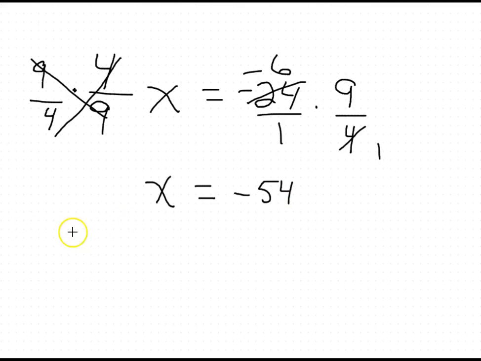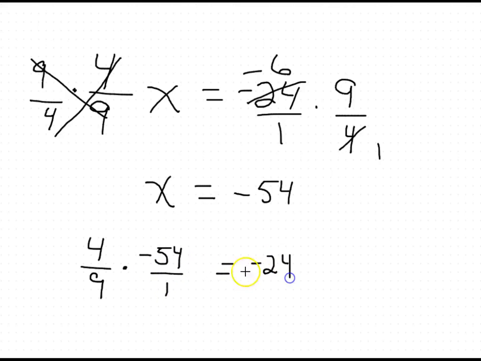We can check this by using substitution. 4/9 times negative 54 over 1 equals negative 24. Let's reduce. 9 goes into 9 once. 9 goes into negative 54 negative 6 times. 4 times negative 6 is negative 24. So yes, negative 24 is equal to negative 24.